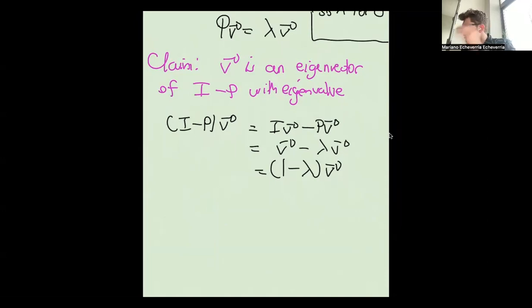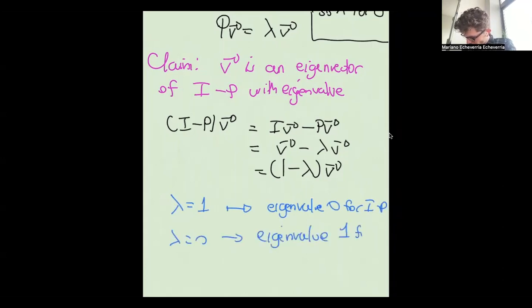So what this means is that when lambda equals 1, the eigenvalue is 0 for I minus P, and when lambda equals 0, the eigenvalue is 1 for I minus P. So if you think about it as an on or off switch, that means that when this is on, the other one is off, and when this is off, the other one is on.